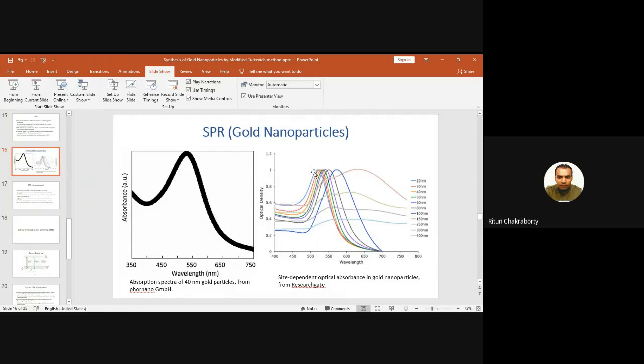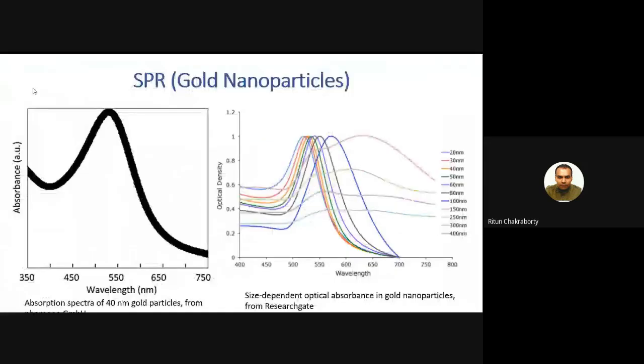So 20 nanometer, you see the blue one? From the current slide, you see the blue one? This is the smallest nanoparticle, only 20 nanometers in size. But when you are increasing the nanoparticle size to 30 nanometers, it is the red one. Now for the 40 nanometer, it is the orange one. 50 is the green one. Sorry, so what is going on here?